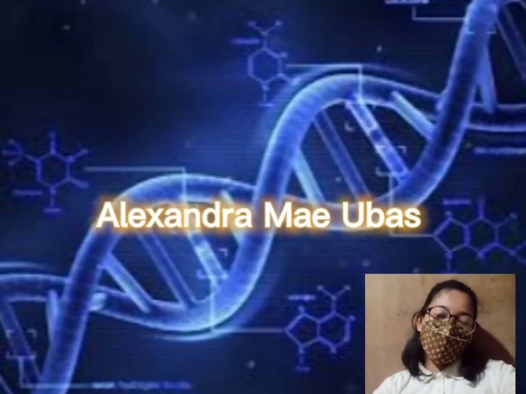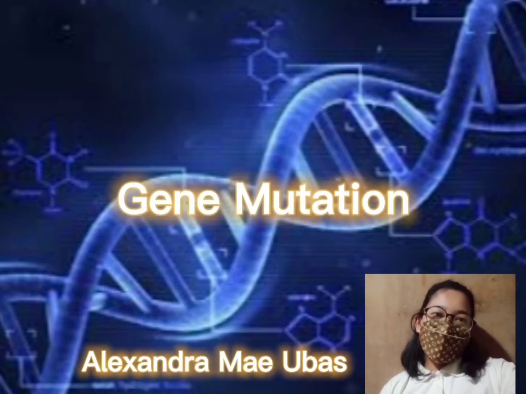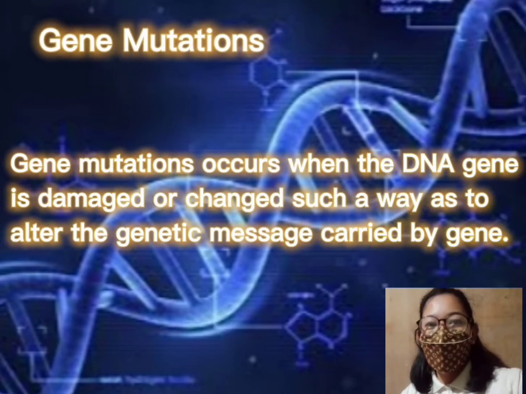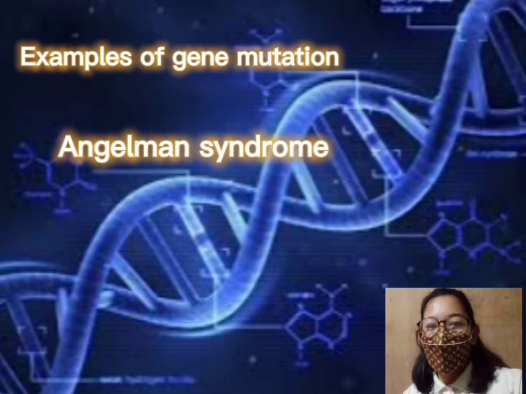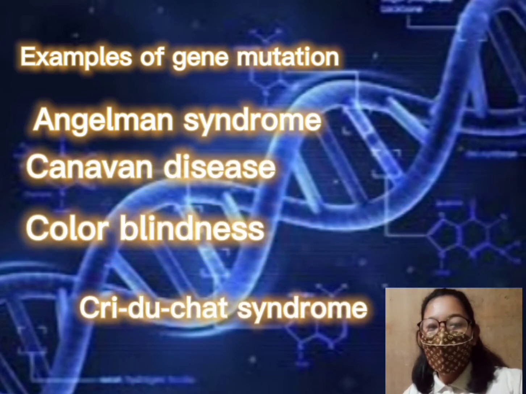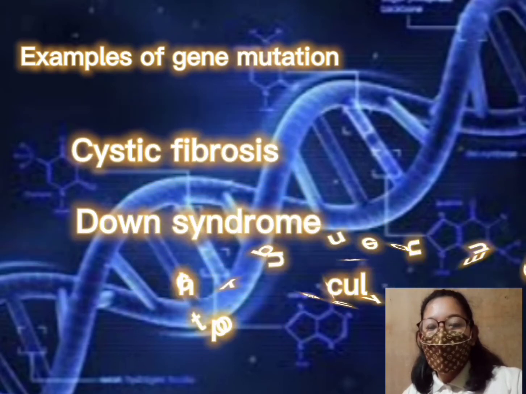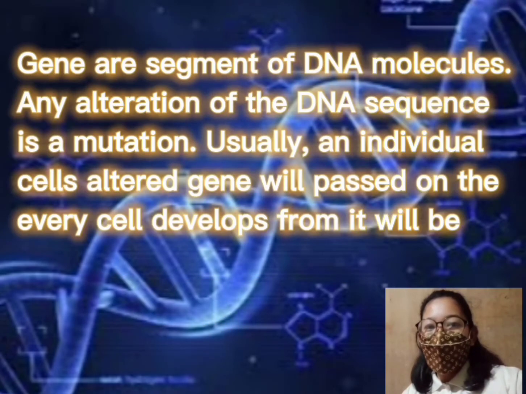I'm Alyssa West, and I am going to discuss gene mutation. Gene mutation occurs when a DNA gene is damaged or changed in such a way as to alter the genetic message carried by that gene. Examples of gene mutation are Angelman syndrome, Canavan disease, color blindness, Friedreich syndrome, cystic fibrosis, Down syndrome, Duchenne muscular dystrophy, and others. Genes are segments of DNA molecules.